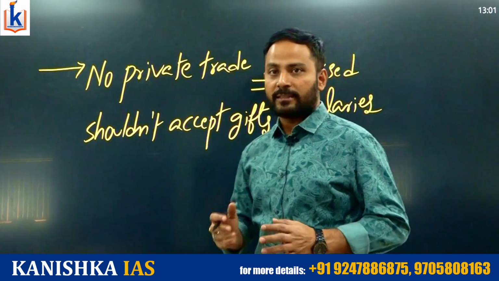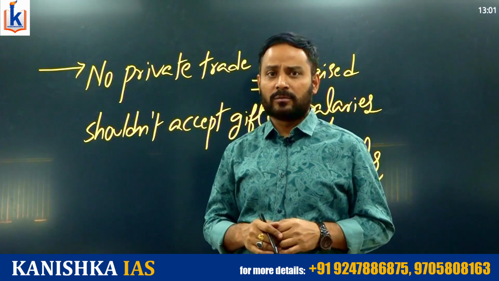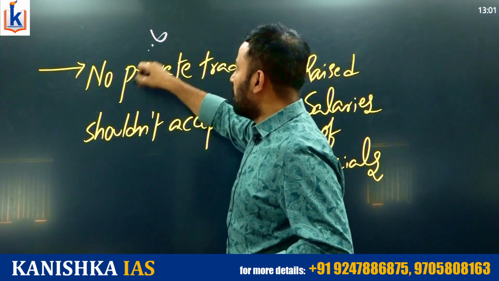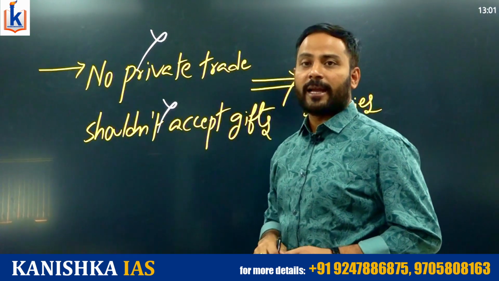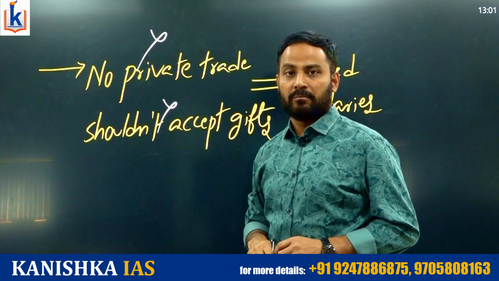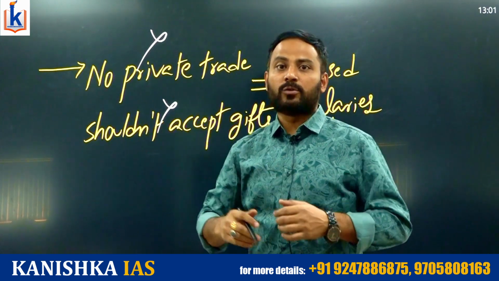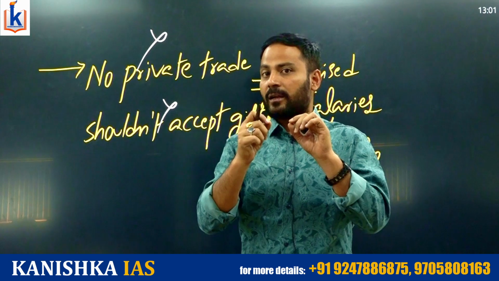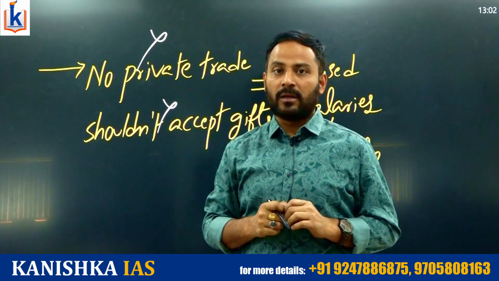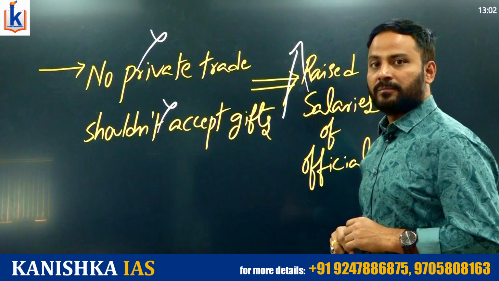Okay, so I said that there was private trade and corruption going on. So this act abolished private trade, and officials should not accept any kind of gifts, but their salaries were low. They might be inclined to take all these things. So the 1773 Regulating Act identified this problem, and it raised the salaries of company officials.